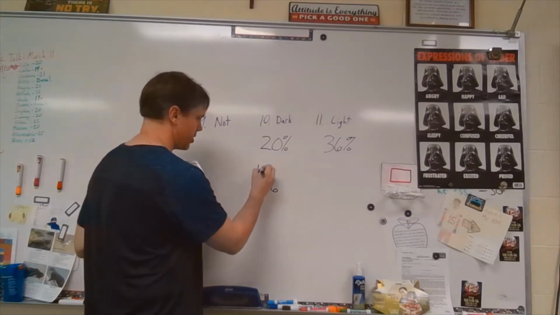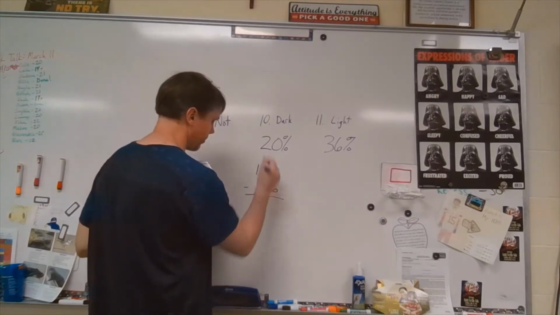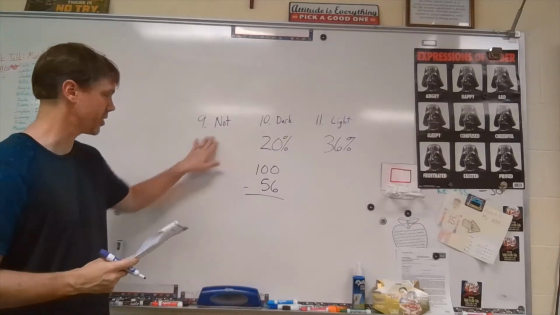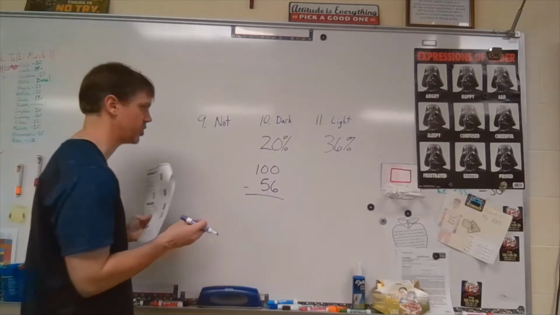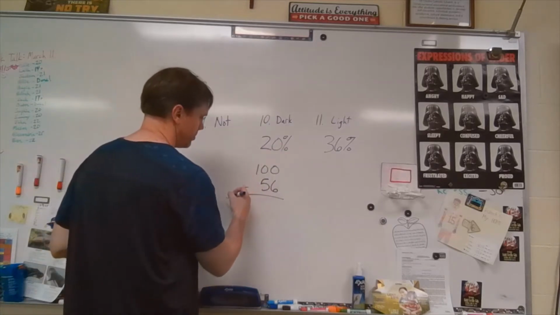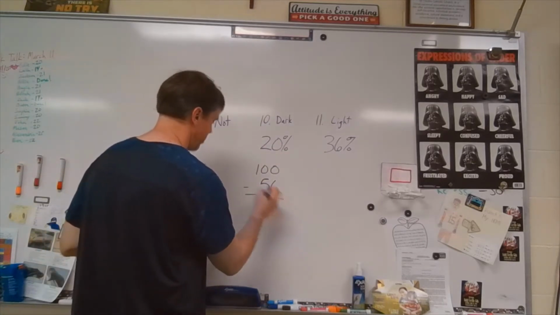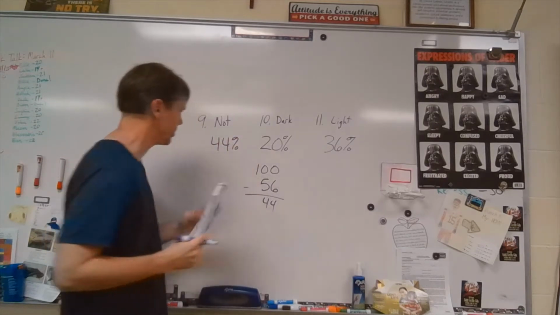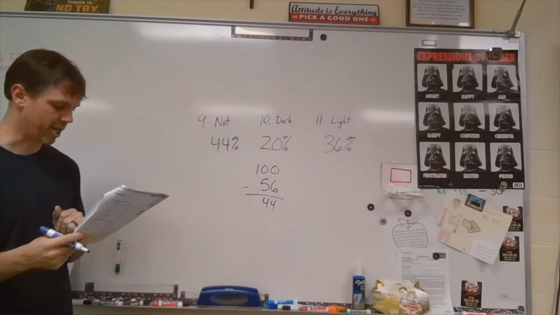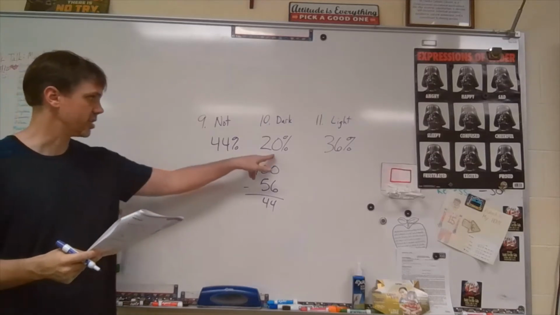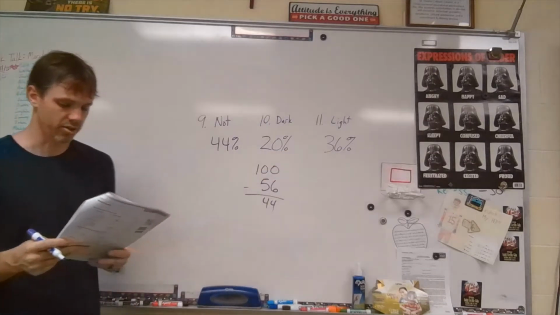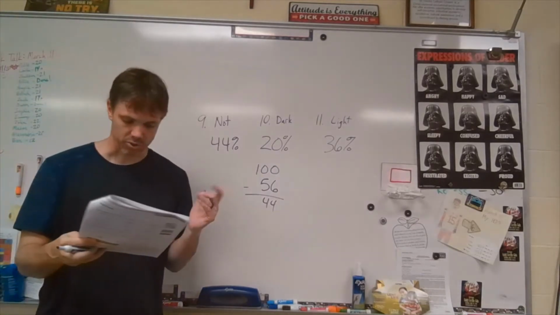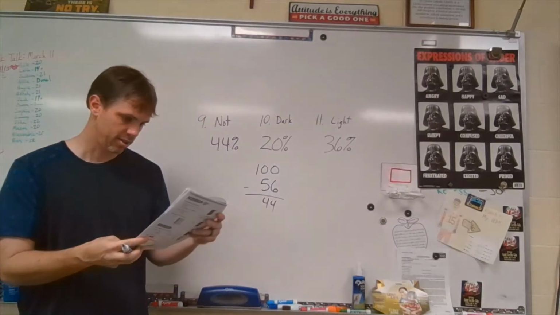Okay, and then you can just subtract 56 from 100 to figure out what's left over, because whatever's left over is going to be the not shaded part. Well, I can just tell you right now it's 44. Okay, so this is 44% for number 9. Number 10 is 20%, and number 11 is 36%. Okay, let's see, that's easy.